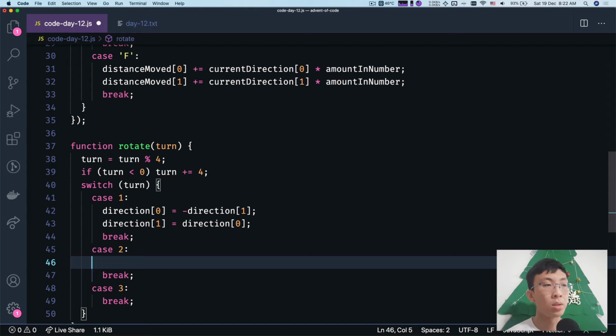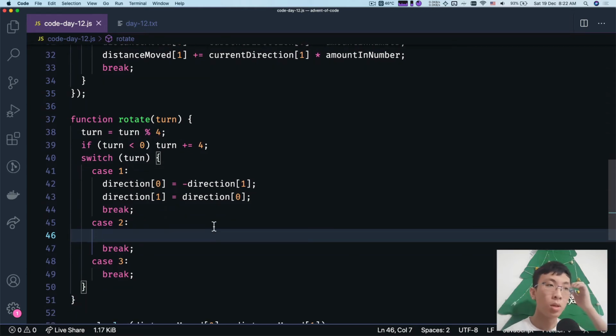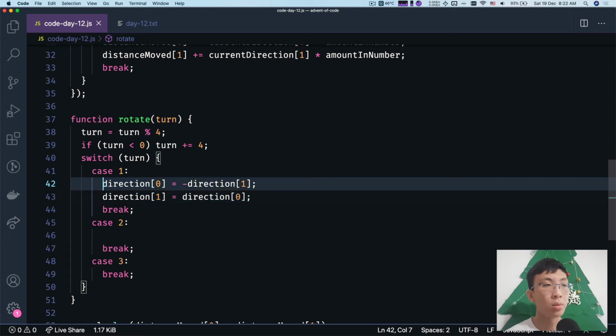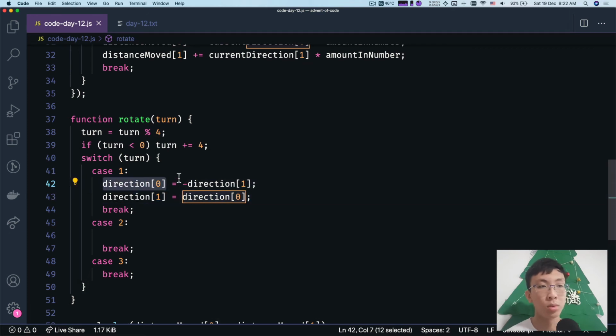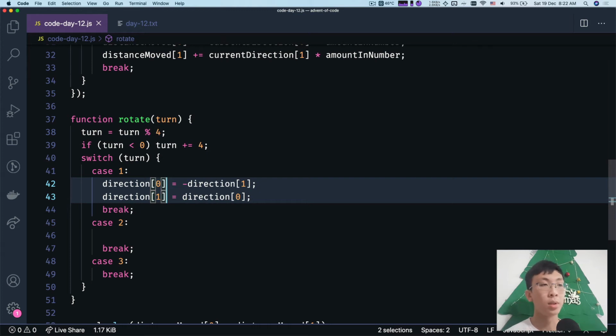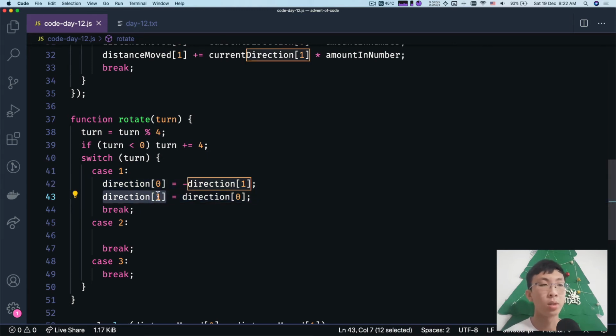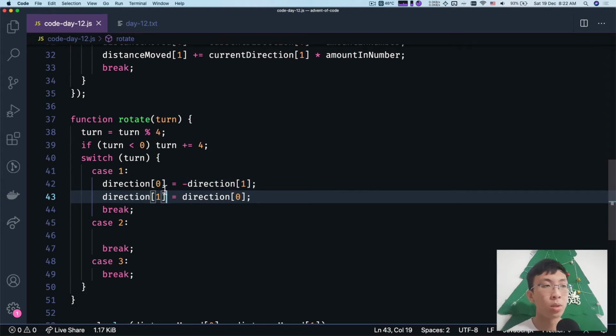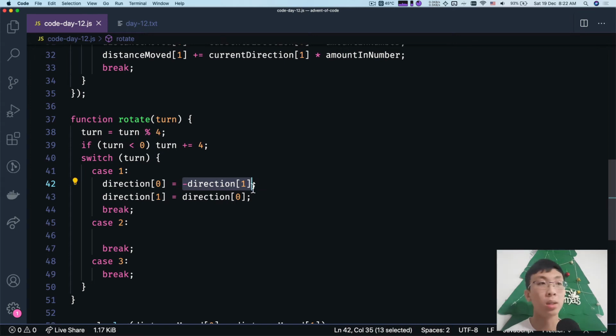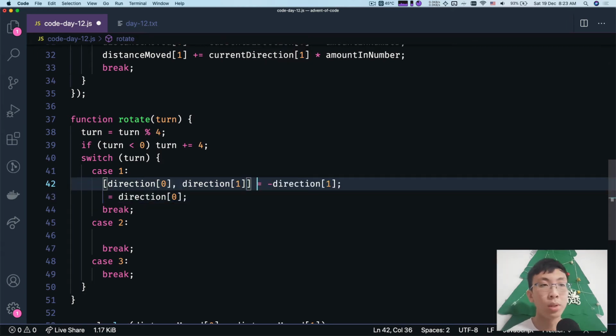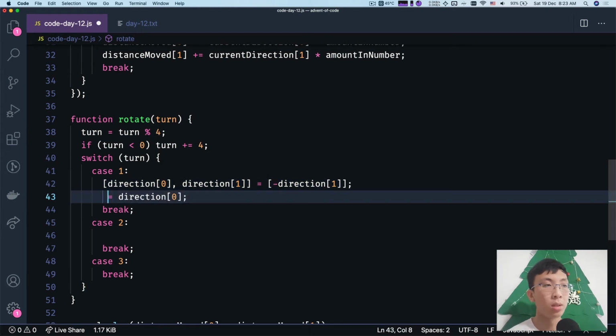Okay, so case 2. What if I do it this way? Actually I've already changed direction 0, and at the same time it has already become this. I want to change both of these at the same time. Instead of changing the value of direction 1 after 0, I would end up with direction 1 equal to the previous value of negative direction 1. So I can do a bit of a cheat in JavaScript, which is array destructuring.